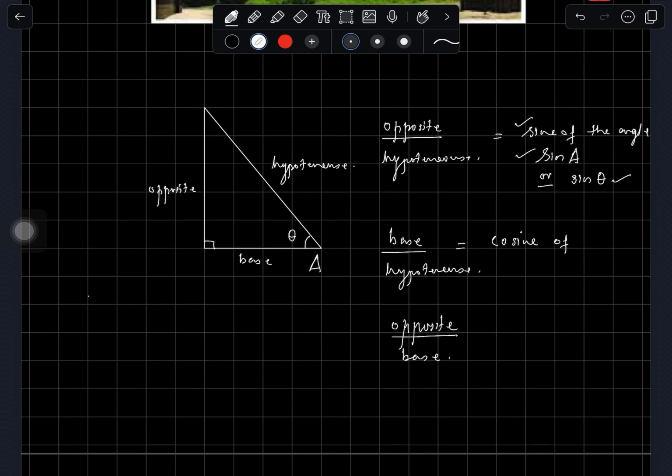Cosine of the angle, and therefore cos of A or cos of theta.